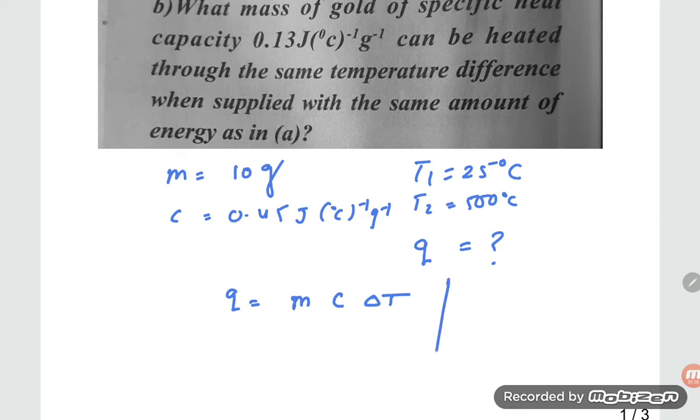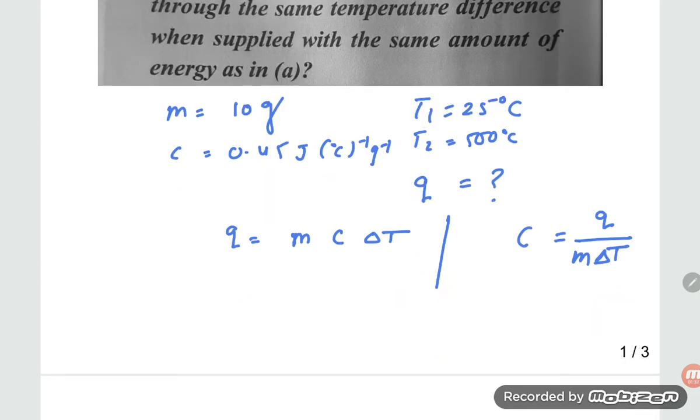m c dT. Or if you are talking about heat capacity, that will be the amount of heat per change in the temperature, that is delta T. And if you talk about specific heat capacity, here we have to put the mass. From this equation, cross multiply, Q is equal to C m delta T, so m c delta T.